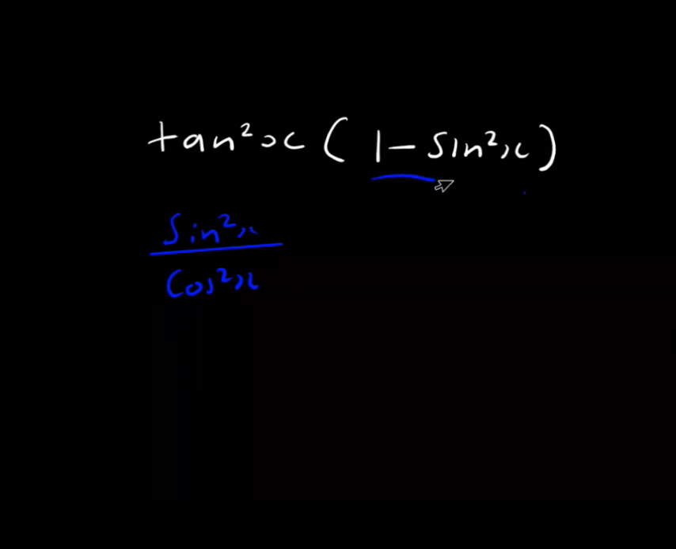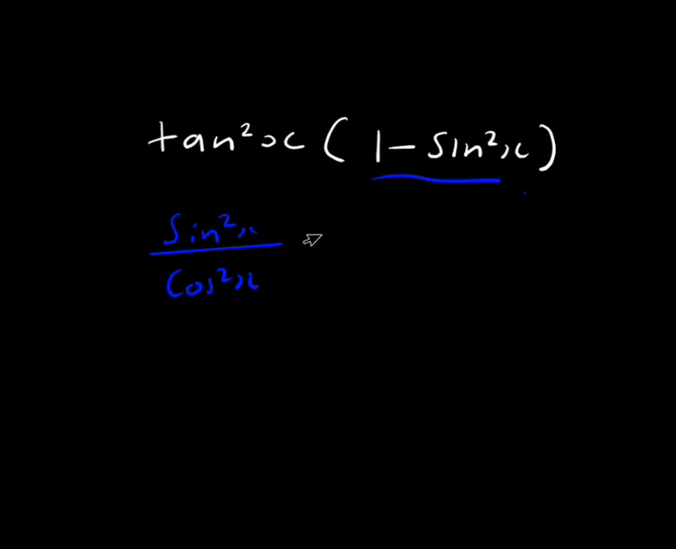Therefore, every time we see 1 minus sine squared x, we know that this will become cos squared x. So notice that this is multiplication, right? So brackets means multiplication. So this is the same as times cos squared x. So once one thing is a fraction, everything else becomes a fraction.